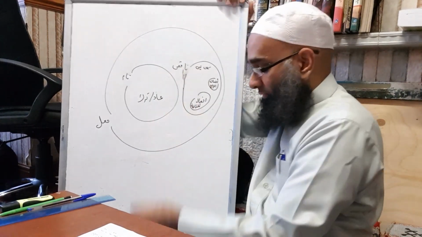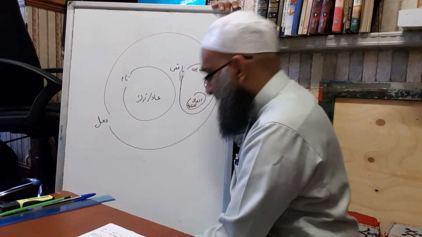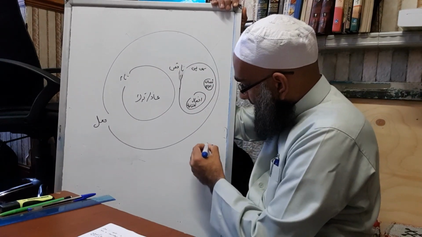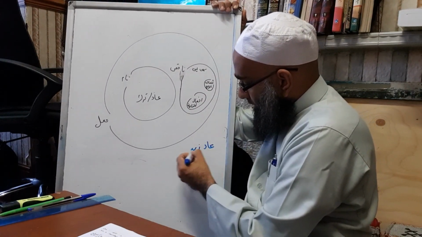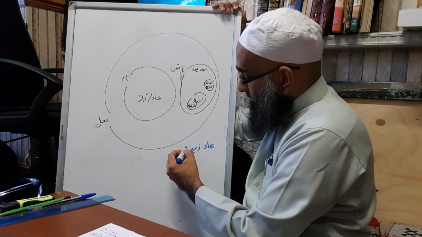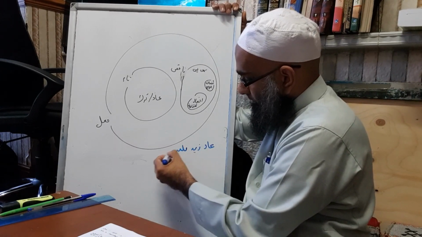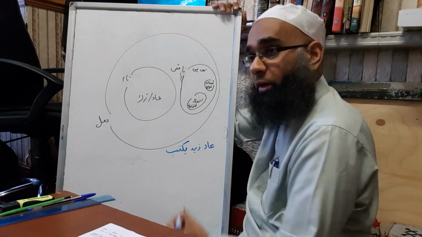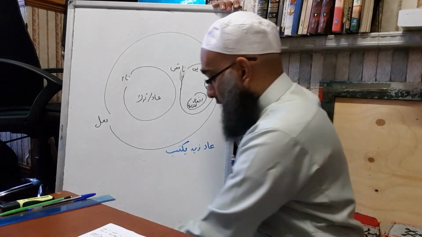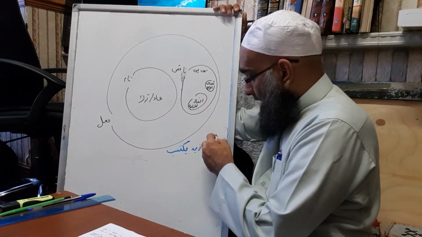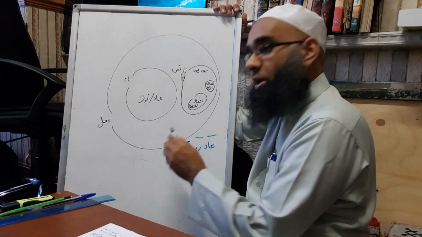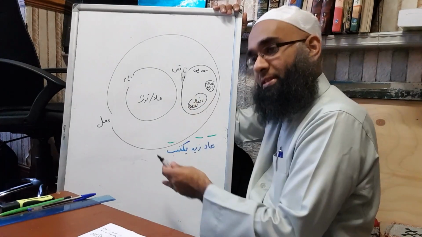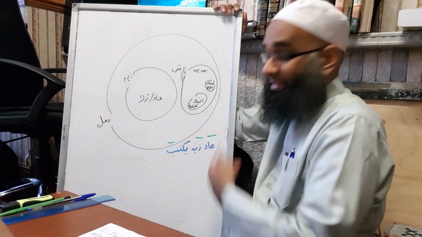Let's take that same example again. If I say عاد زيد يكتب, what does that mean? Zayd started to write again. Now, in theory, if you want to say this is فعل ناقص, this is ism, this is khabar, it would be right. But no grammarians have done this. They've never called it عاد فعل ناقص in this meaning.